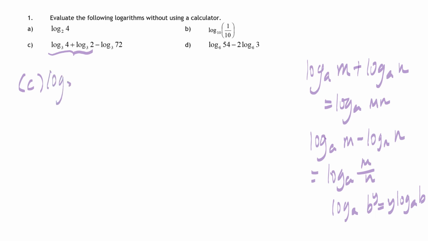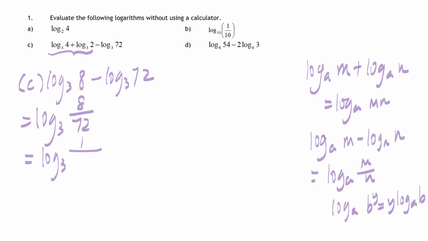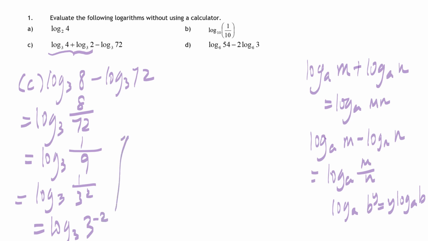That will give you log 3, then 4 times 2 gives you 8. And then this one you can use the quotient law because they're all base 3. So 8 divided by 72 will give you 1 over 9, is it? Yeah, 9 times 8 is 72. From there, you can apply your quotient law again. Or, if you don't want to apply quotient law again, you can write 1 over 9 as 1 over 3 squared, and that will give you 3 to the power negative 2. And then you can just apply your power law, bring the negative 2 down.